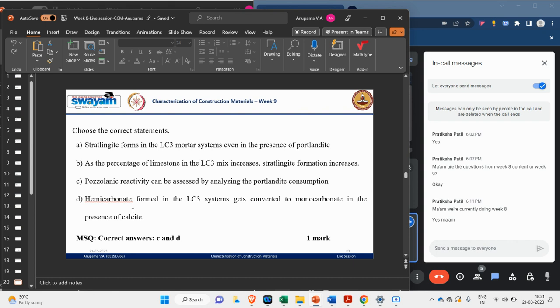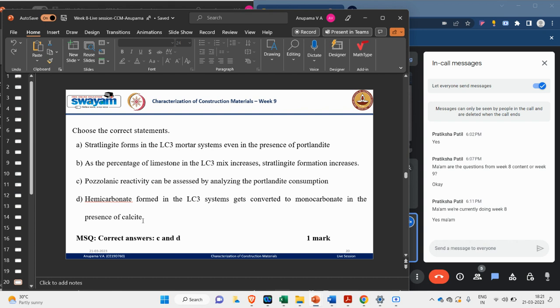This is a true statement because hemicarbonate you can just imagine like a half carbonate, and monocarbonate is one carbonate. So, if there are more calcites or calcium carbonate, it is easier for the hemicarbonates to get converted to monocarbonate because hemi is half carbonate. We need more carbonates to make it into one.